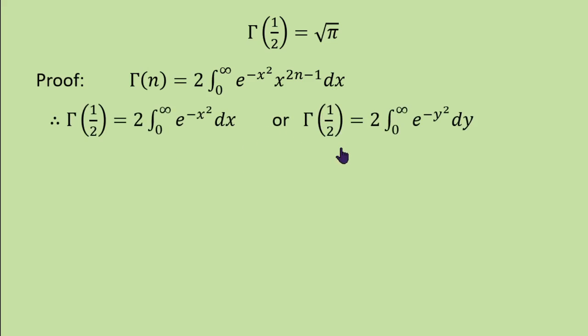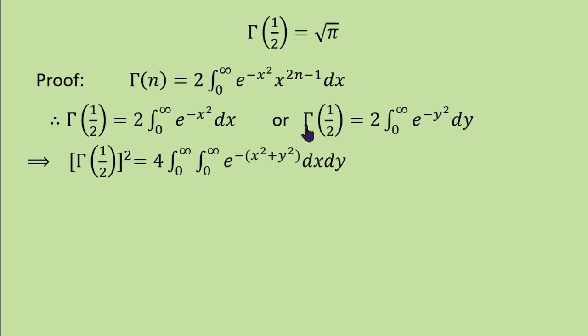Or gamma half is 2 times of integral 0 to infinity e power minus y square dy. Either integrate with respect to x or y. Anything is possible, both are the same because the limit is the same, and hence gamma half can be expressed in terms of x or y. Now multiply these two. Gamma half into gamma half is gamma half whole square. 2 into 2 is 4. Integral 0 to infinity, 0 to infinity. E power minus x square into e power minus y square is e power minus x square plus y square dx dy.